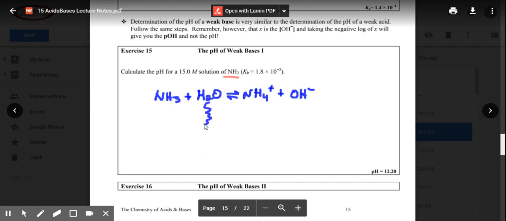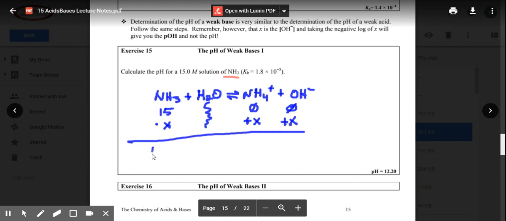Water is not included, so I'm going to put in my initial concentration for NH3, my initial concentration there and there. So all I'm doing is setting up my RICE chart. You guys should be good at this because you have done equilibrium before. So we have 15 minus X, we have X, and we have X. So now, what is our next step?